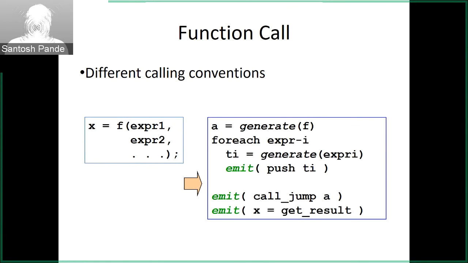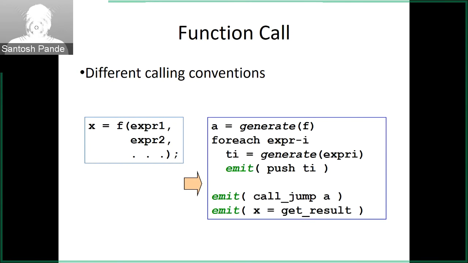So here it is, the code generator for the call site. Each expression will be evaluated through a generate call. The order of evaluation typically is from left to right. Again, an important one because of side effects and all this. And then we have a push TI, which is each of the temporaries for parameter passing. Then we have a jump for the function name, which is generated earlier through the first generate call.